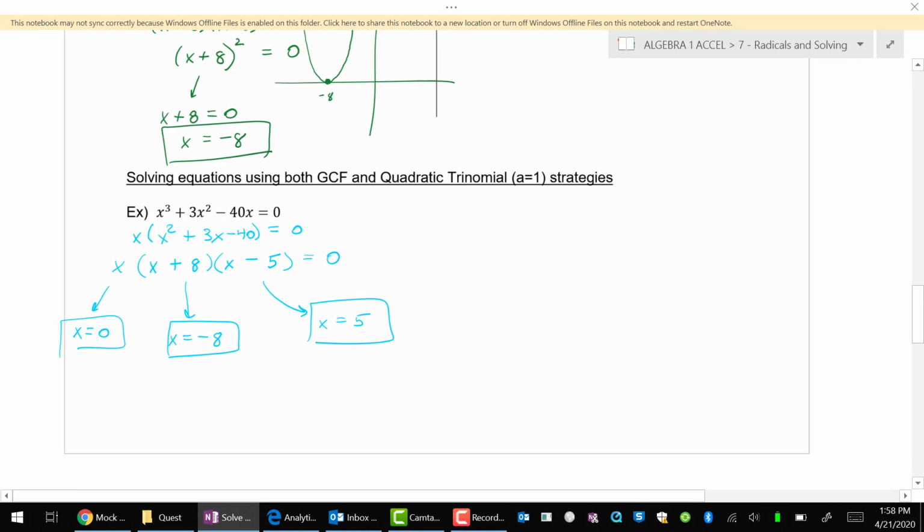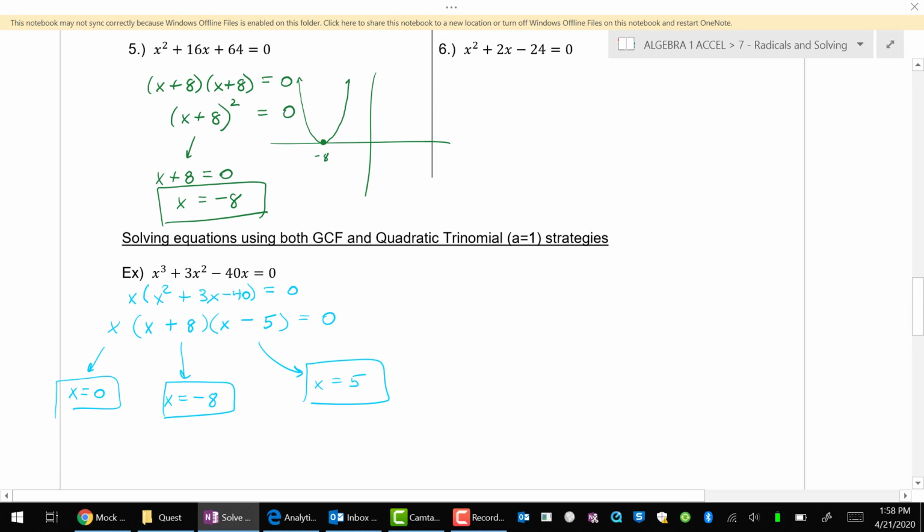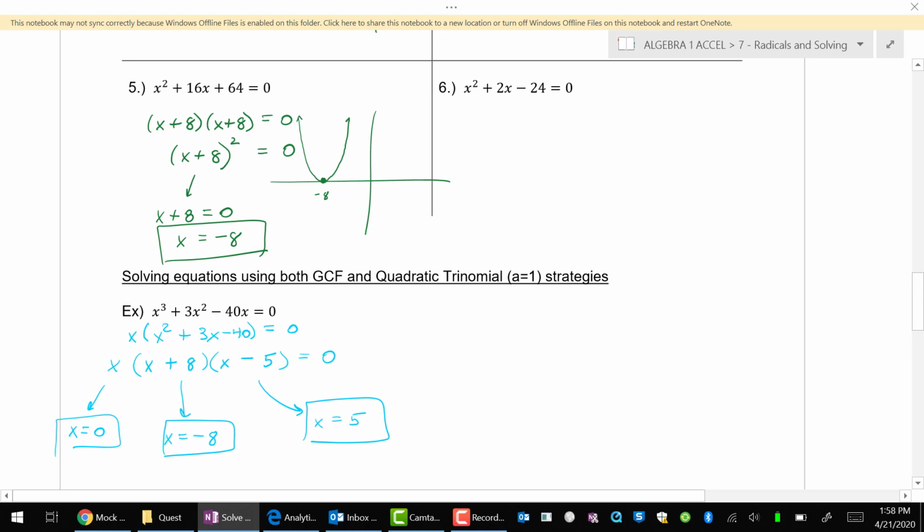So that is how you solve equations by factoring. Get one side equal to 0, factor, and then apply the zero product property to find those solutions.